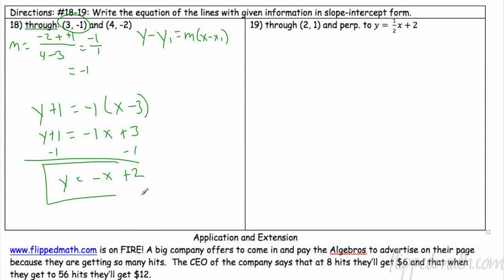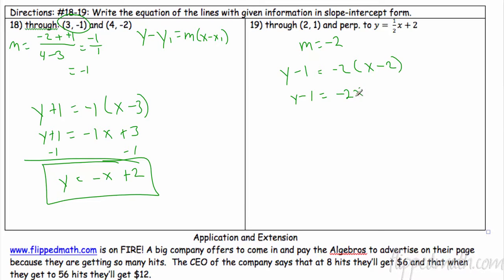All right. Over here, the first thing I have to do is find my slope, and it's perpendicular. So I flip it, 2 over 1, make it negative. Negative 2 over 1 is just negative 2. So y minus 1 equals negative 2 times x minus 2.